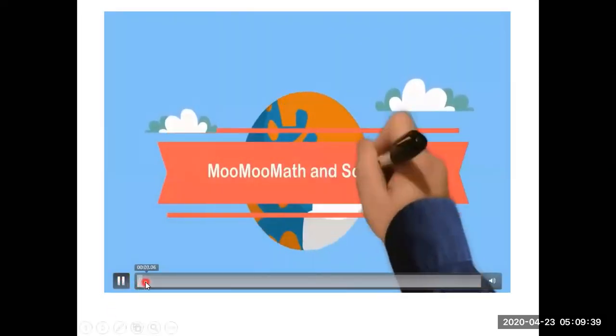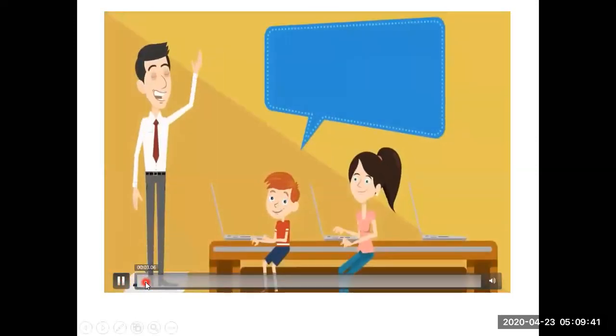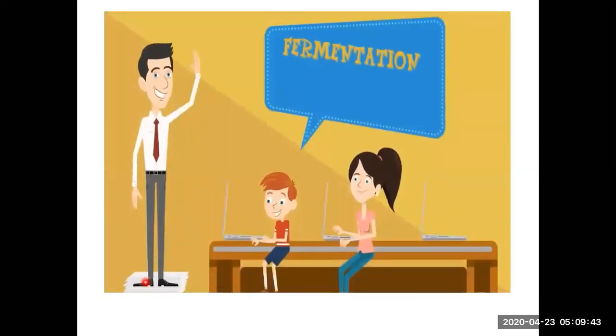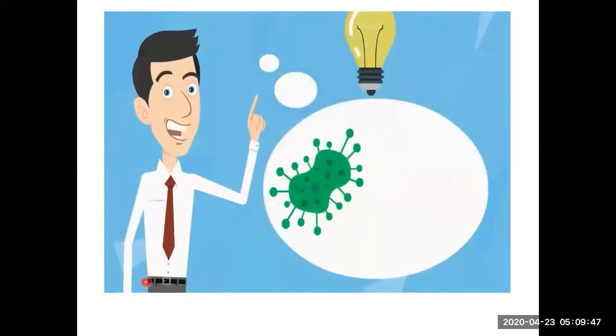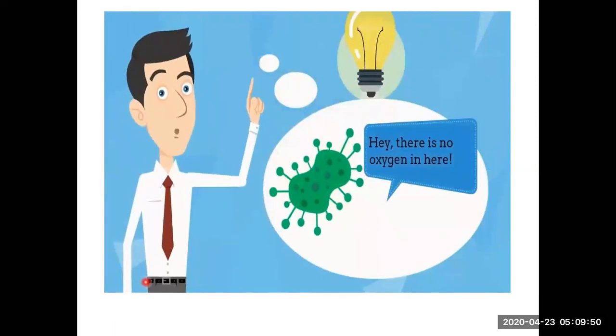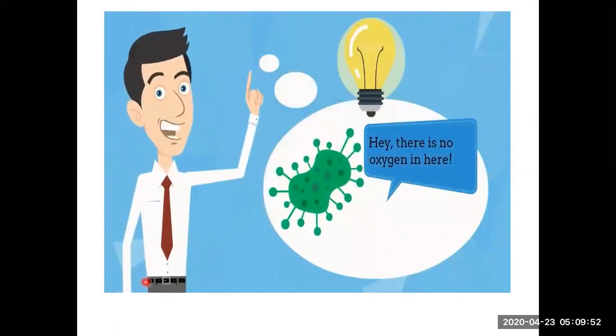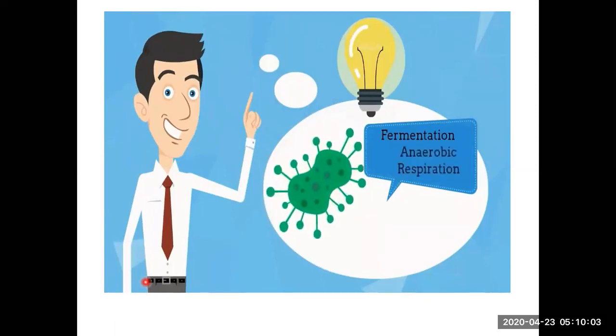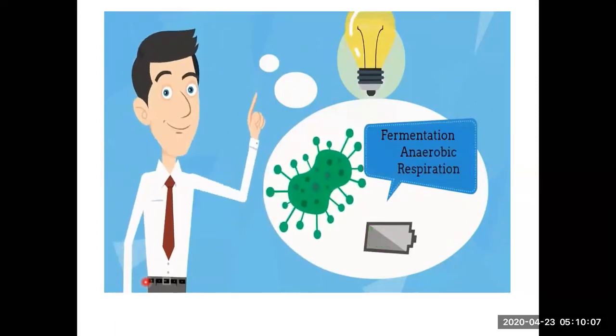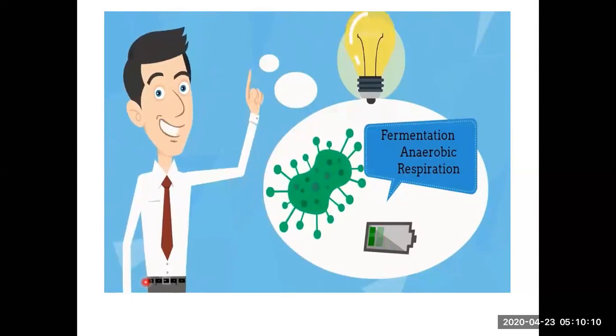And welcome to Moo Math and Science. In this video, I'd like to talk about fermentation, also called anaerobic respiration. Sometimes cells need to produce energy whenever oxygen is not present. A solution to this is called fermentation, and it provides energy for cells without using oxygen. It is also called anaerobic respiration. It does produce energy, but it is less efficient than aerobic respiration that uses oxygen.